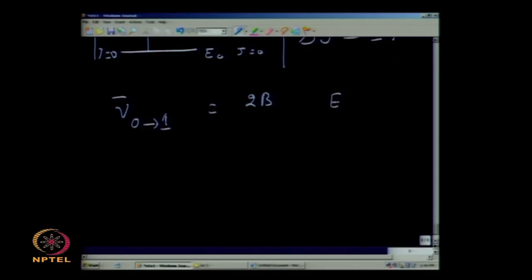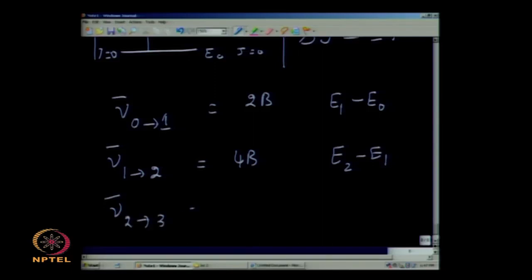because that is nothing but the energy difference between E 1 and E 0. The nu bar between 1 and 2, the transition from energy level 1 to 2, is 4b, which is the energy difference between E 2 and E 1. And the nu bar 2 to 3 is 6b, the energy difference between E 3 and E 2.